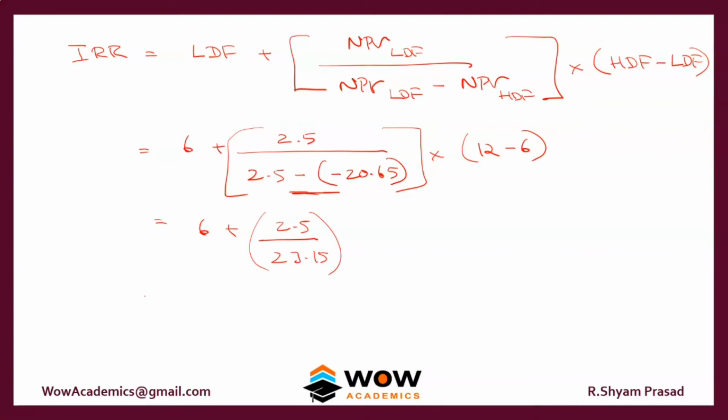So solve this and multiply by 6, since 12 minus 6 is 6. The answer comes to 0.64. So the total answer comes to 6.64. Okay, so this is the KD of redeemable debt after tax. It comes to 6.64.